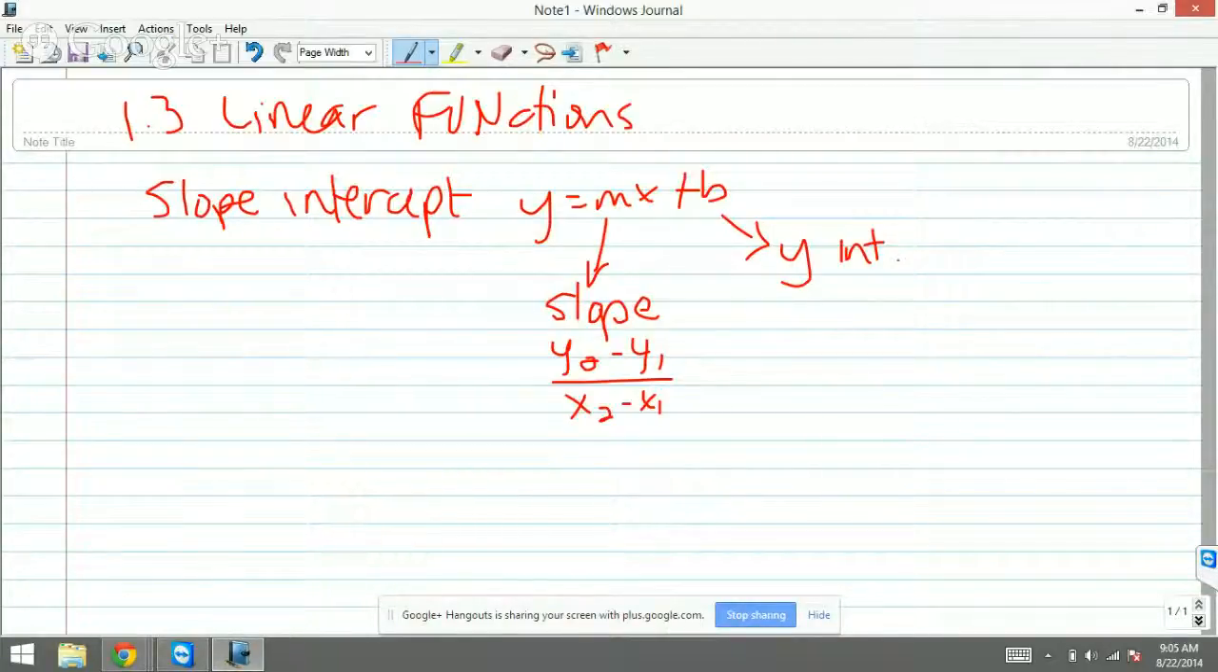Do you know general form of a linear equation? Do you remember that? Or standard or general? AX plus BY equals C. You might see that a little bit more this year, but maybe not. Just keep it in your brains.